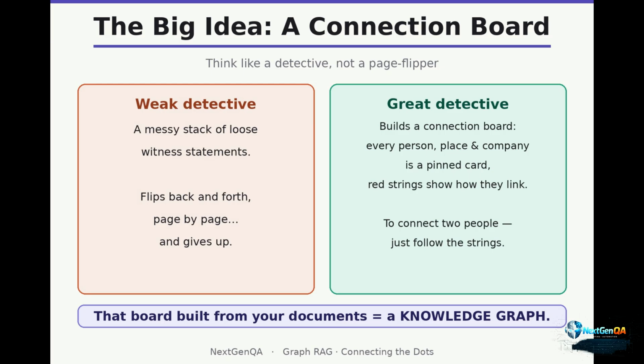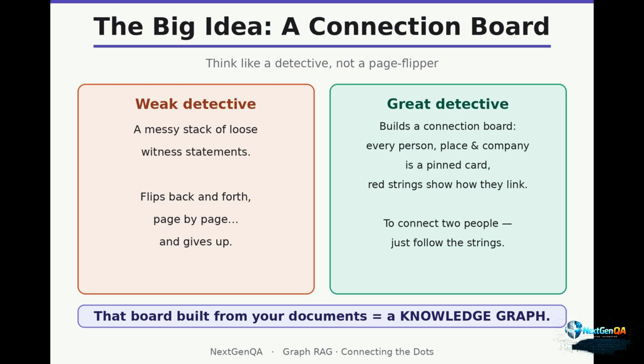On the wall, he builds a connection board. Every person, every place, every company gets a pinned card. Then he runs red strings between them. This person works at that company. This company is based in that city. This suspect called that number. Now, when someone asks how is the mayor connected to the smuggling ring, he does not flip through anything. He simply follows the strings.